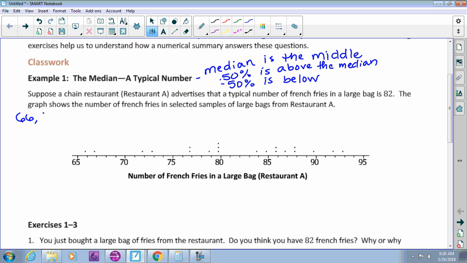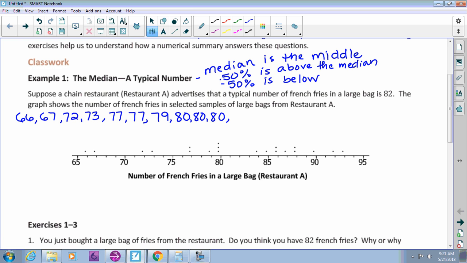66, then 67, then it's 72, 73. Does everyone see where I'm getting these numbers from? You're going to want to start that list pretty tight to the side because there is not a ton of room. All right, the next number is 77, and then there's two of those, so I'm going to list that twice. 79. There are three 80s, so 80, 80, and 80.